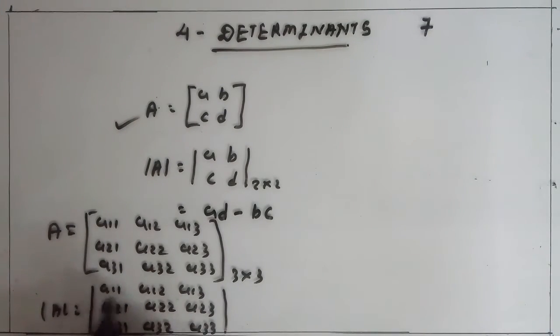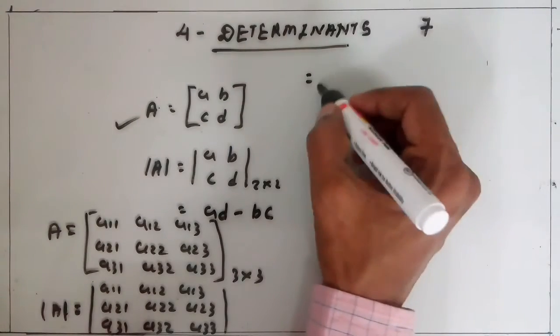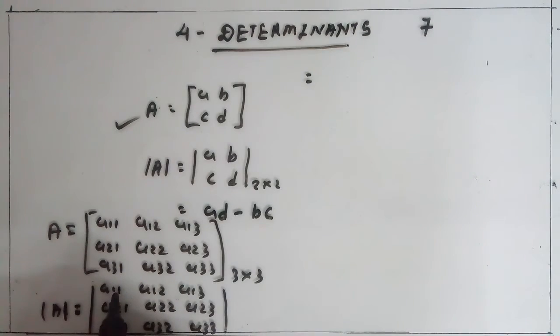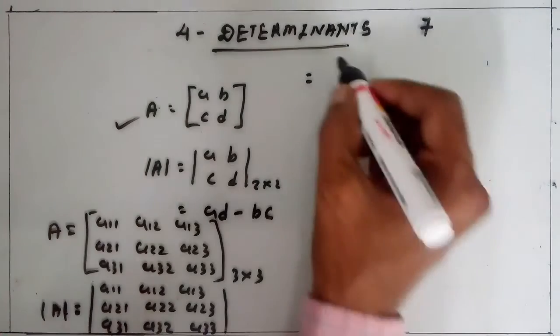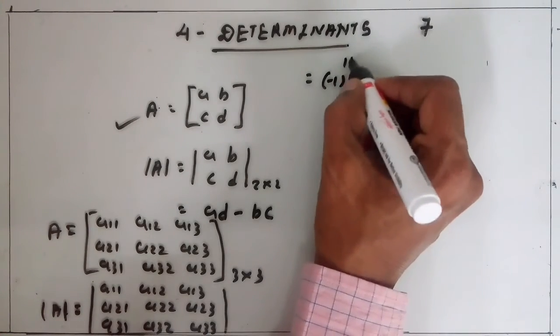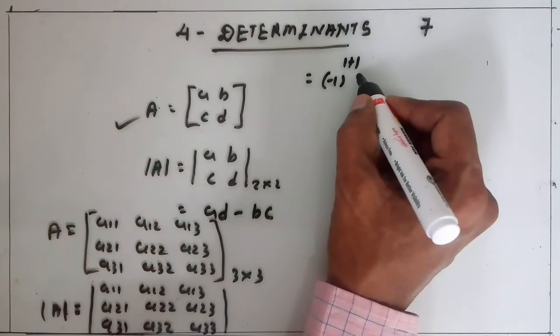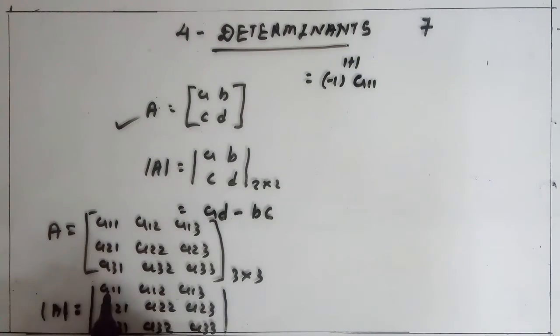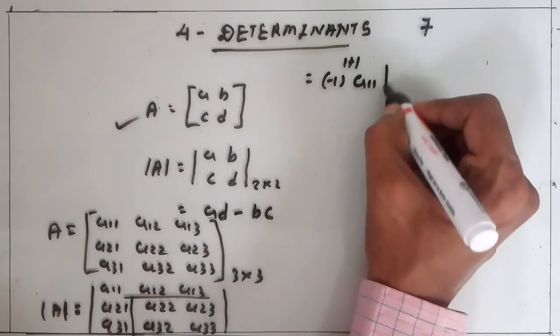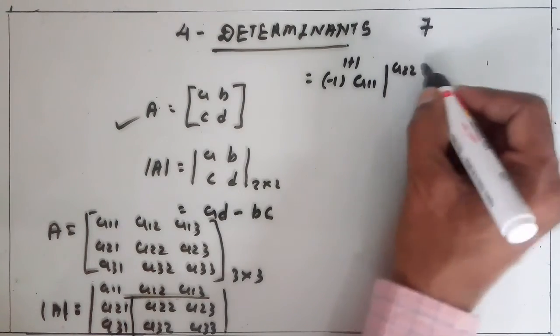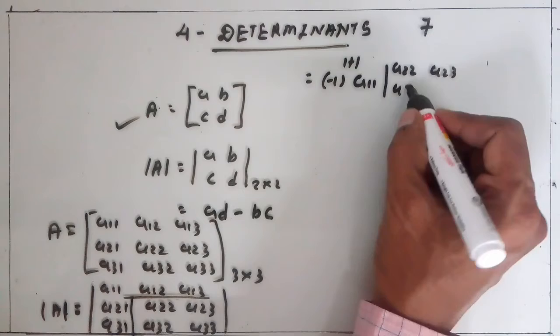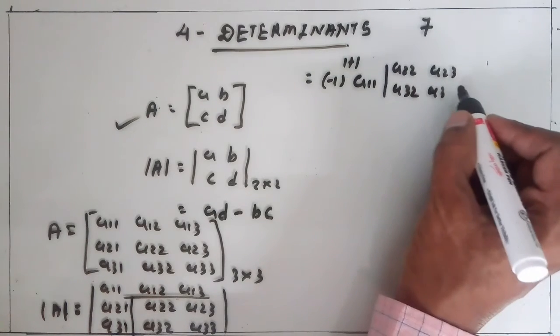Using the first row, we get the value of this determinant. This is equal to, here A11 lies in the first row and first column, so we multiply by -1 raised to 1 plus 1, first row first column, into A11. Clear? Now A11 lies in the first row and first column, so remove this row and column. Now using the remaining entries of this determinant, get a determinant of order 2: A22, A23, A32, A33.